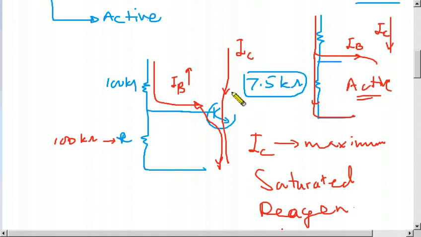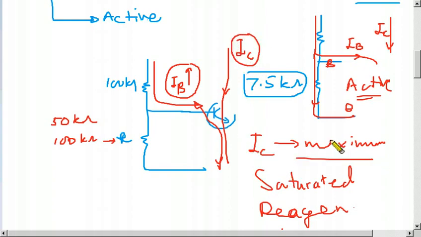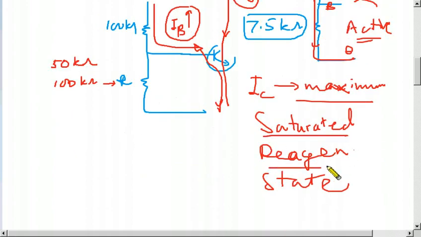Active region. So if we increase the base emitter resistor more than that, something like 50 kilo ohm or 100 kilo ohm, what happens? No current goes through this resistor because the resistance is very high. Therefore all the current goes through this base. So the base current is very large now. Therefore we get a large collector current. Large means maximum current. So that is called saturated region or state.